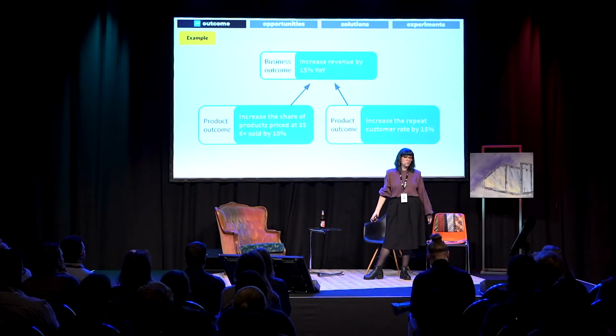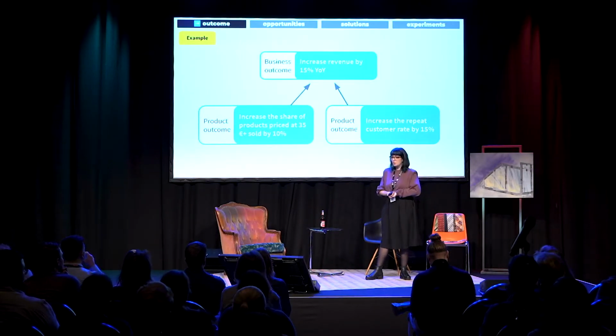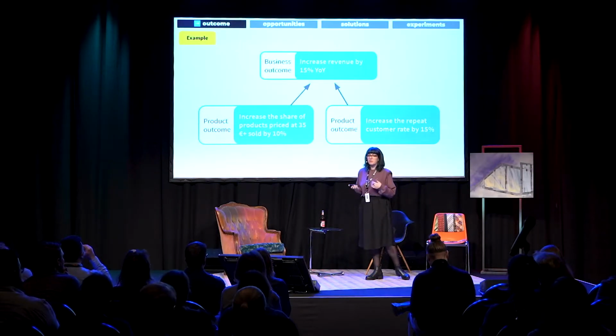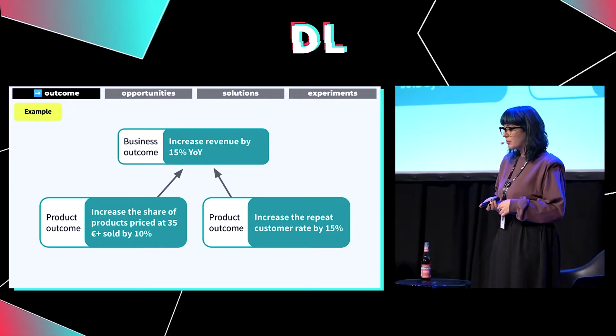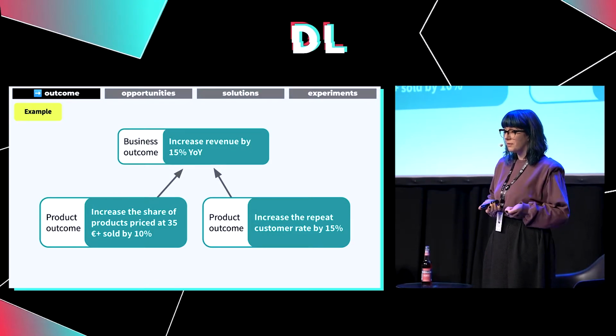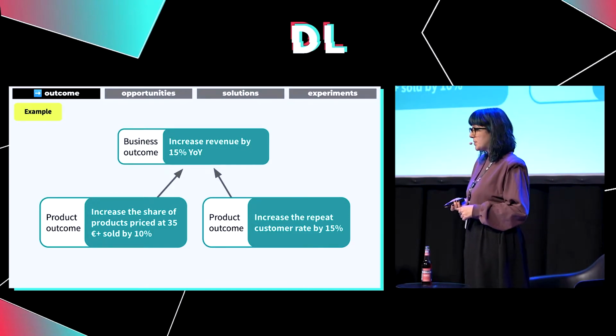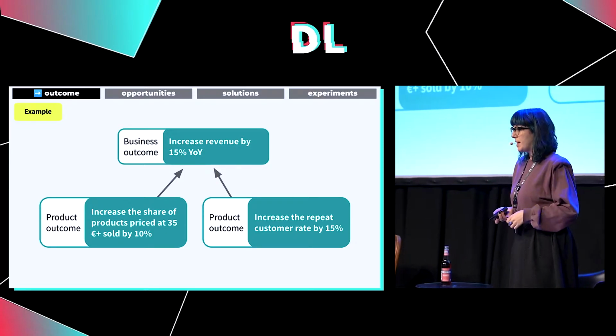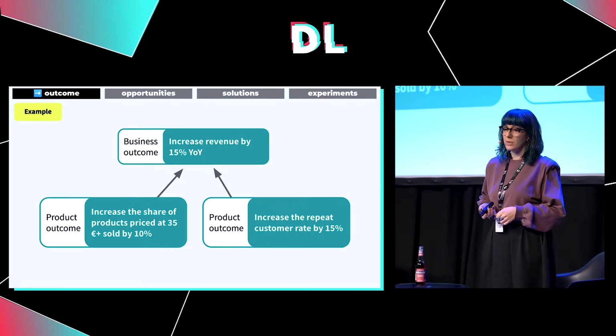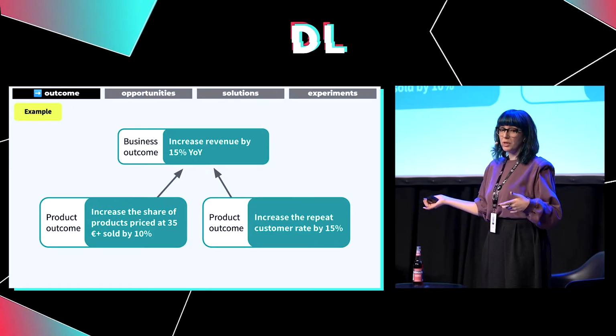So imagine we believe that there are two product outcomes impacting our business outcome. On one side, increasing the share of products priced at more than 35 euros by 10%, and increasing the repeat customer rate by 15%. Those are product outcomes. A product team can directly work on them.